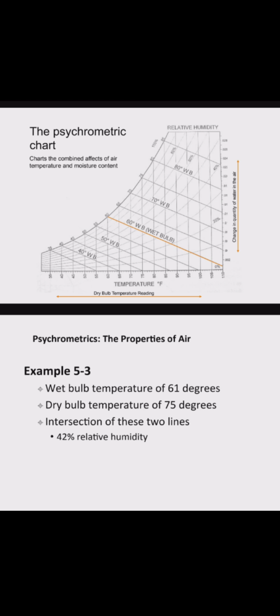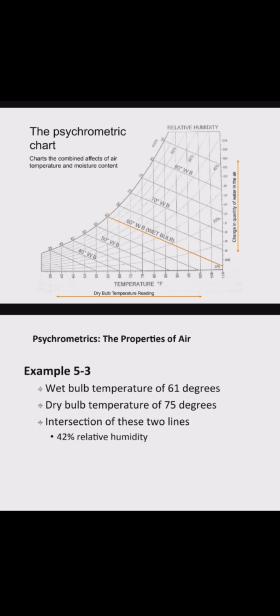Energy efficient zones. Winter: higher humidity offsets lower furnace thermostat setting. Summer: lower humidity offsets higher AC thermostat setting. The psychrometric chart charts the combined effects of air temperature and moisture content.